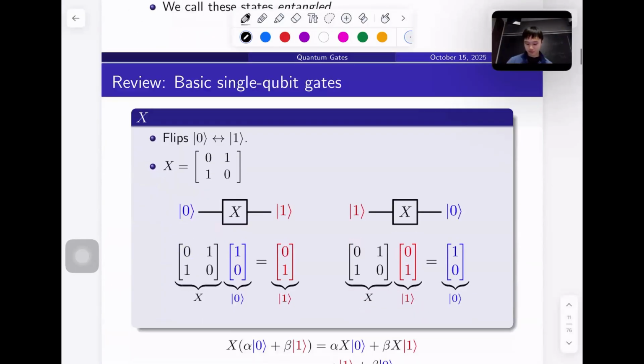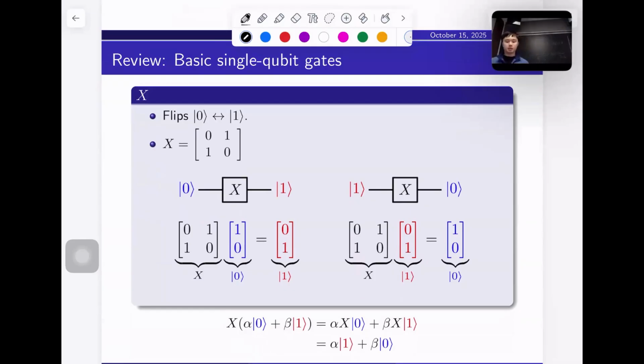Okay. So then we talked about how you actually manipulate these states. We talked about our quantum gates, such as the X gate, which is like a quantum NOT. What it does is it flips between 0 and 1.